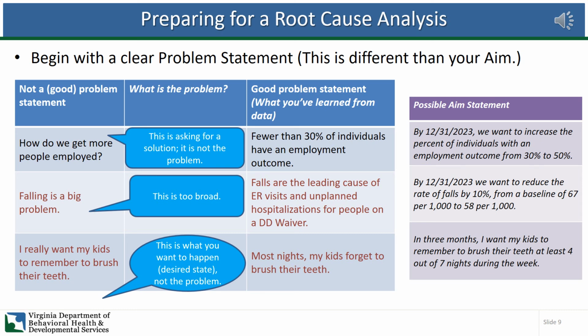On the right-hand side of this slide, you will see possible aim statements associated with each of these problems. And you can see that the aim statement is a little different than the problem statement. Your aim statement is what you want to achieve, rather than clearly describing the problem.